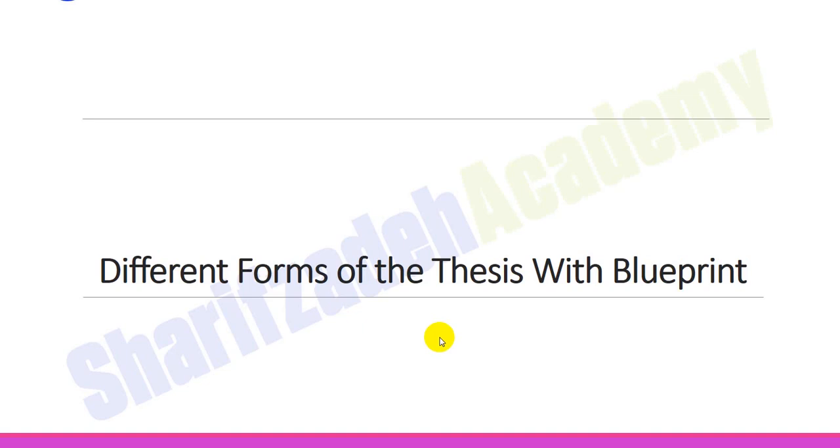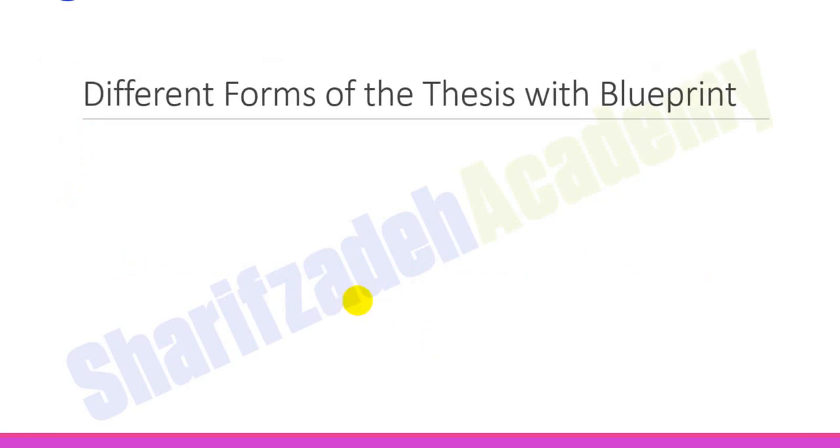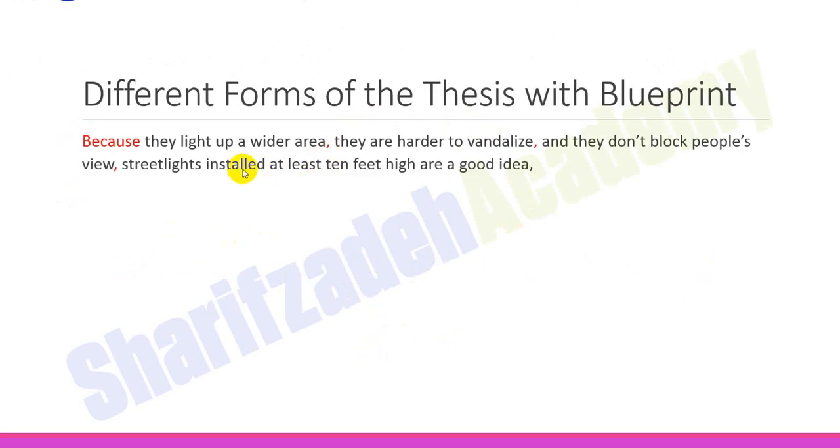Let's look at different forms of T statement with blueprint. As I discussed earlier, we can put the T statement before the blueprint or after it, and we can write separate sentences or sentences conjoined together with commas. Here, in the first form, we have written the blueprint first, and at the end we have written the T statement.